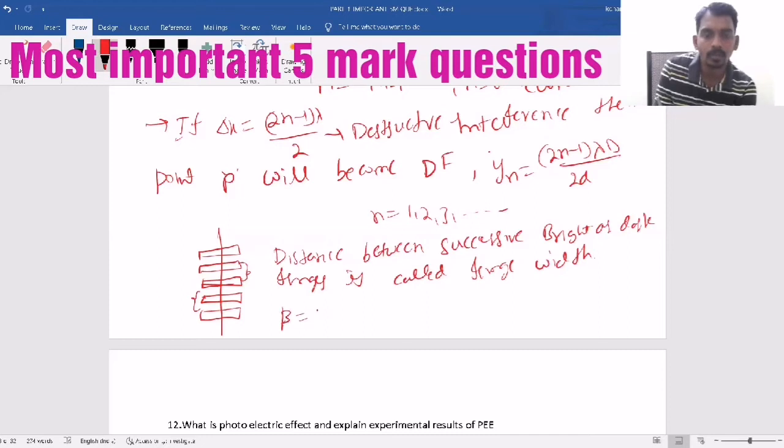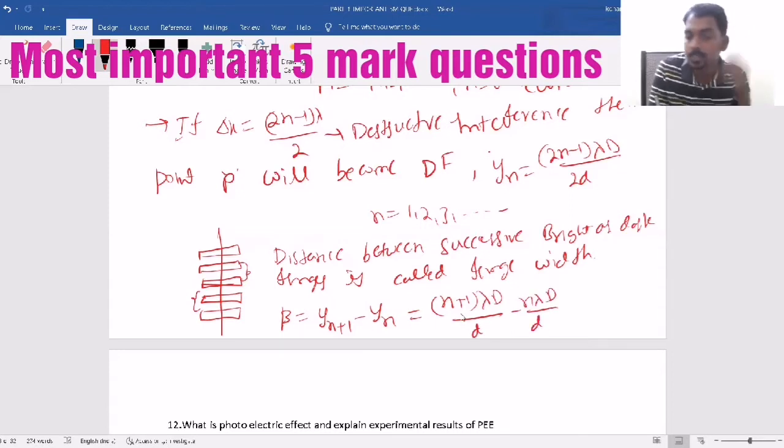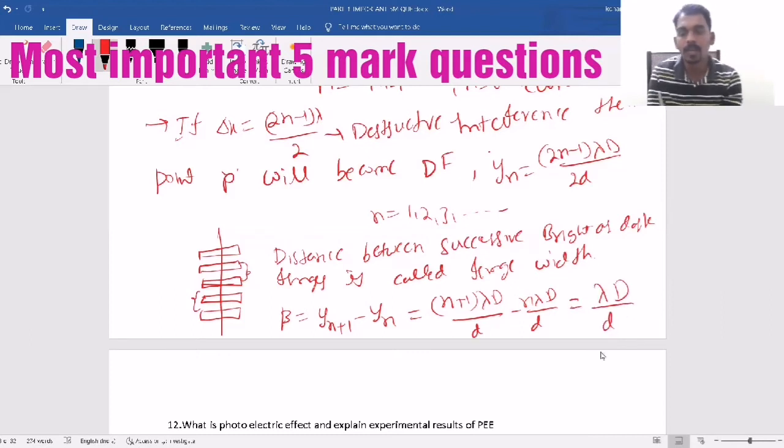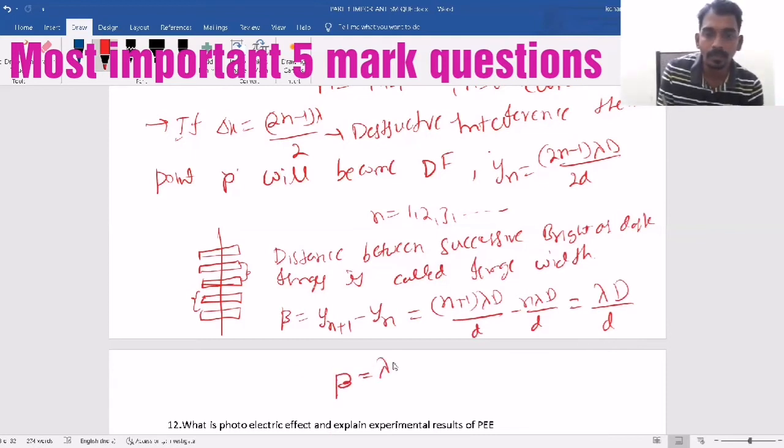Now that is beta equal to y(n+1) minus y(n). Let's take the bright fringe: n lambda D by d minus n lambda D by d. The (n+1)th fringe means n plus 1, and the nth fringe means n, successive fringes, like the fifth fringe and the fourth fringe. So here 5 will come, here 4 will come, like that. Then if you subtract, what you will get? Lambda D by d. Therefore, the fringe width will become lambda D by d.